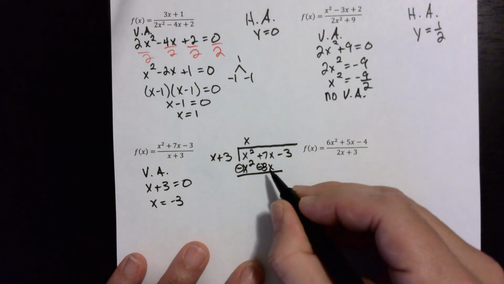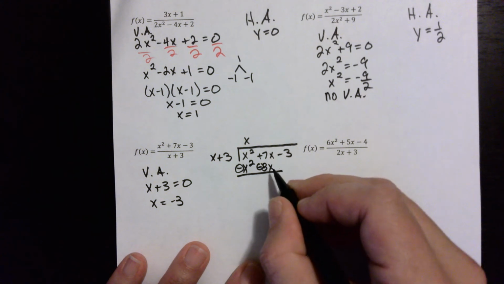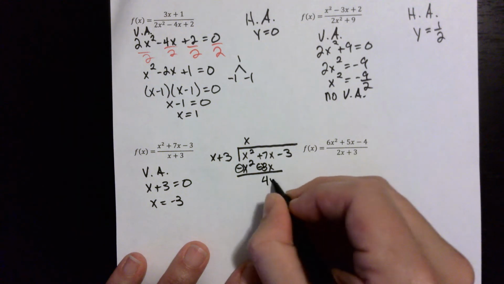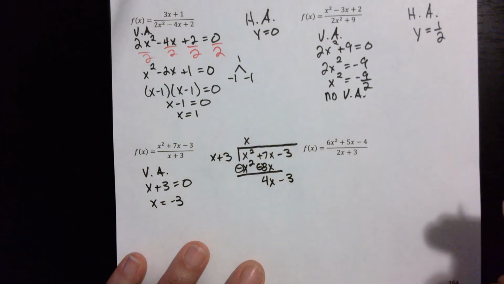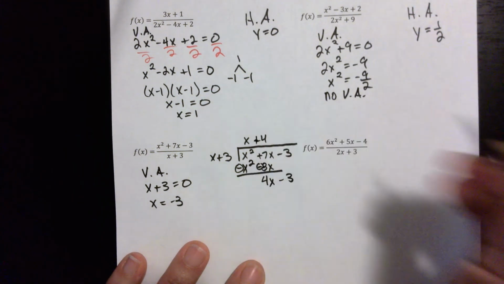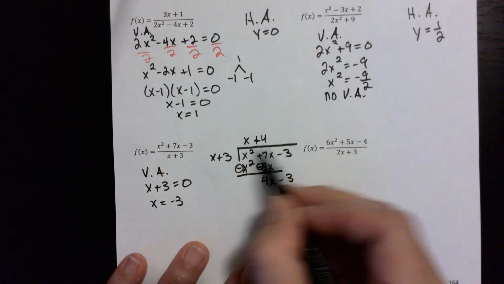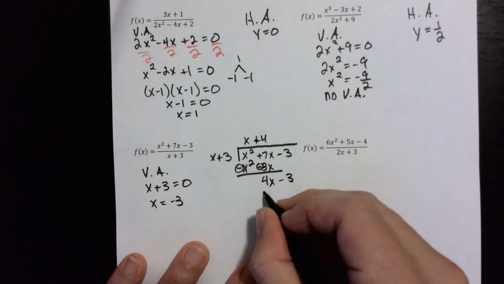And then 7x minus 3x, it kind of looks like an 8 there, but that is a 3. 7x minus 3x is a 4x. Drop down your next term. Do it again. What do I multiply x by to get 4x? 4. Okay, and at this point, you don't really have to go any farther because your slant asymptote is just this right here, x plus 4. Okay, but if you wanted to finish it up, it would look like this.